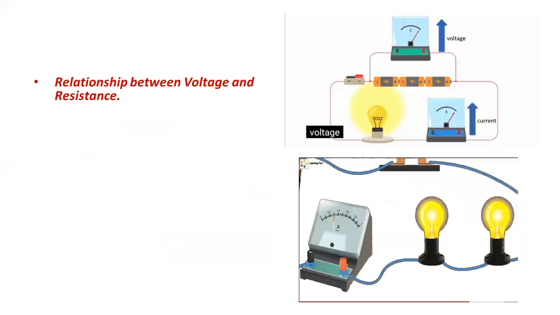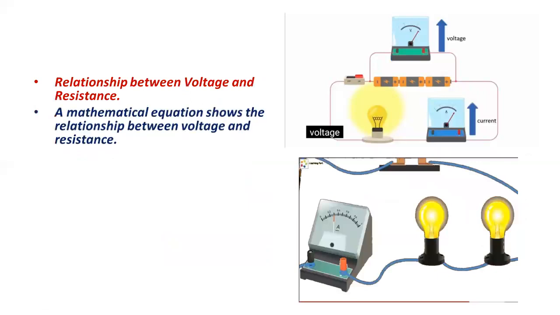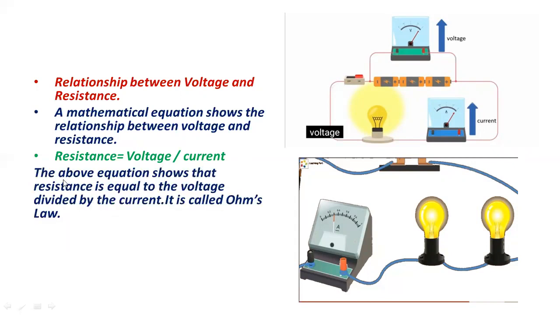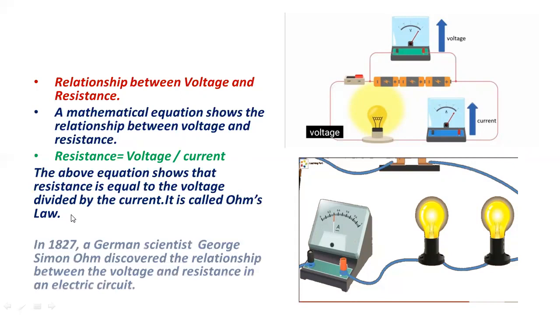Relationship between voltage and resistance. A mathematical equation shows the relationship between voltage and resistance. What is that mathematical relationship? Resistance is equal to voltage over current. It means that resistance has a direct relationship with the voltage and an inverse relationship with the current. The above equation shows that resistance is equal to the voltage divided by the current. It is called Ohm's law, a law represented by the scientist Ohm.